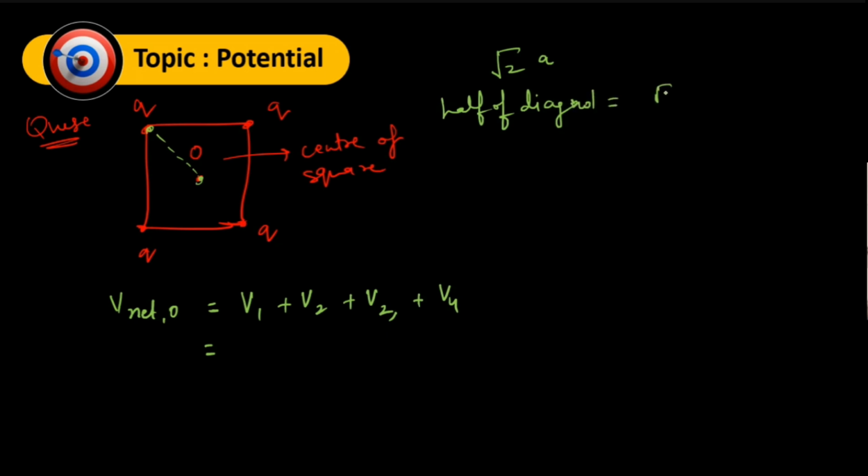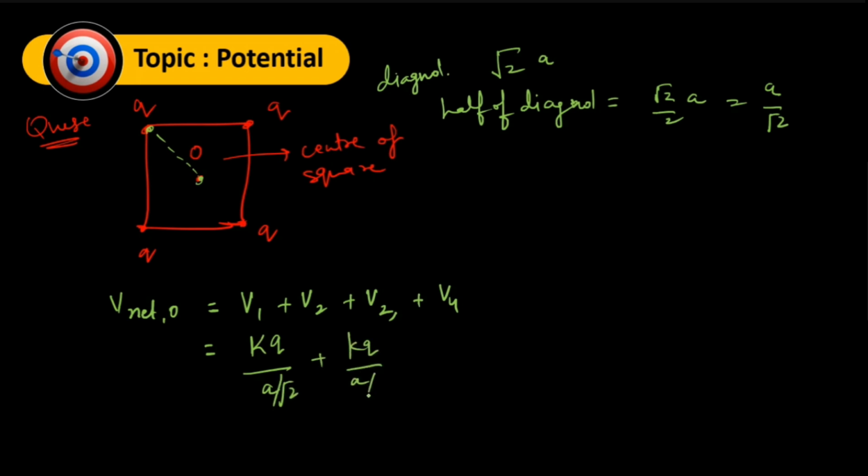It is going to be root 2 a by 2. So root 2 will cancel out 2 and it becomes a by root 2, which is half the diagonal. So it is going to be kq by a by root 2 plus kq by a by root 2 and so on, because every charge is the same. So the potential due to every charge is also going to be the same.